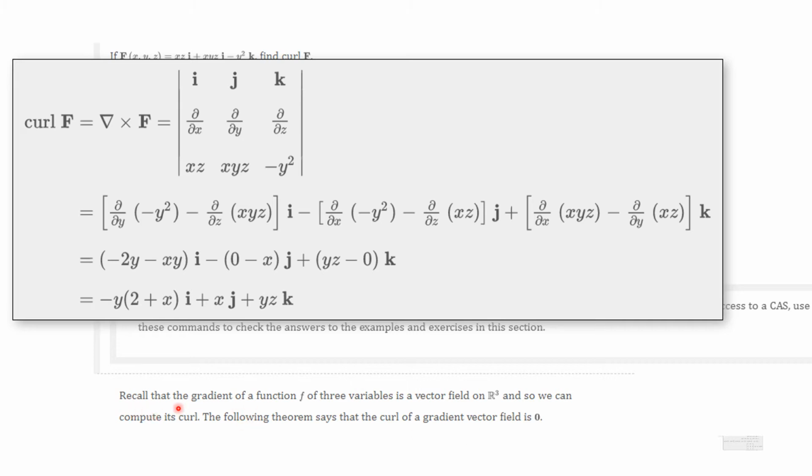Now, recall that the gradient itself, we talked about that earlier in this lecture, of a function of 3 variables is a vector field on R3. So we can compute the curl of it. And so here's the following theorem that says the curl of a gradient vector field is 0.